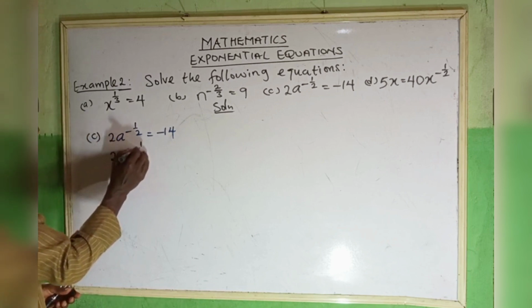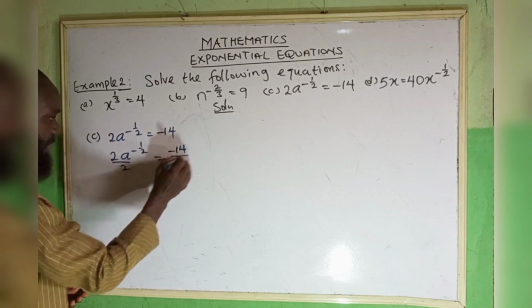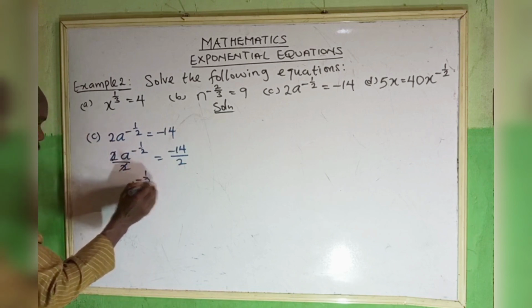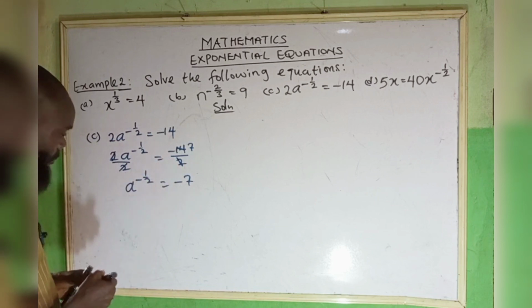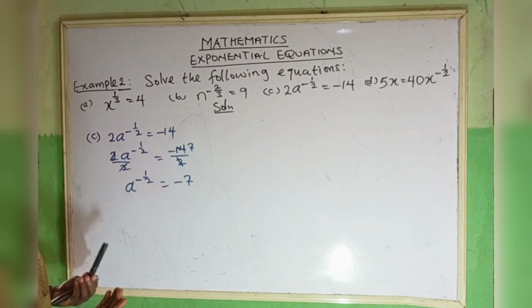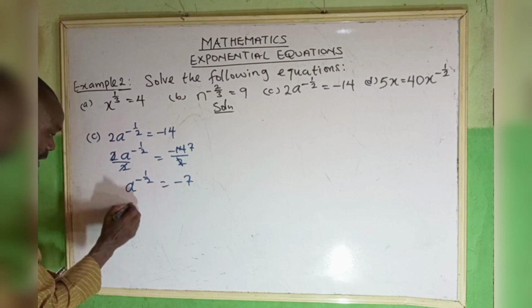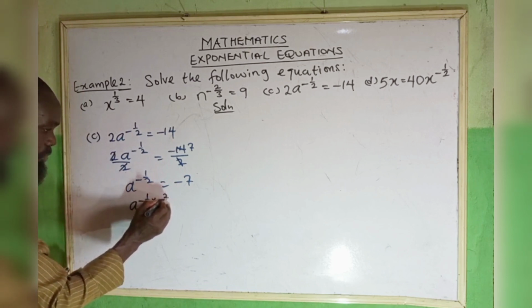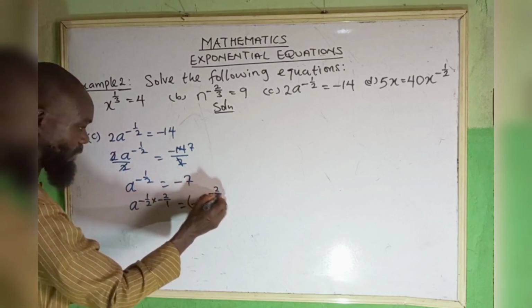2a raised to power minus 1 over 2 divided by 2 equals minus 14 divided by 2. 2 goes in 2. A raised to power minus 1 over 2 is equal to 2 here 1, 2 here 7, minus 7. Next is to find the value of A. A and minus 7 are not of the same base. So you look for the power and multiply by the inverse. A raised to power minus 1 over 2 times minus 2 over 1 is equal to minus 7 raised to power minus 2 over 1.